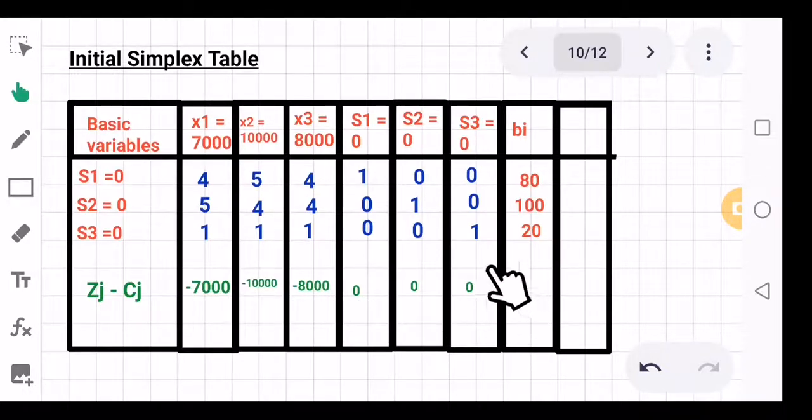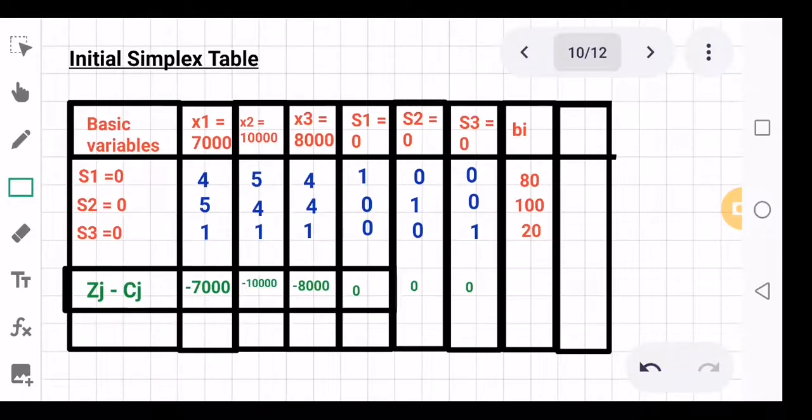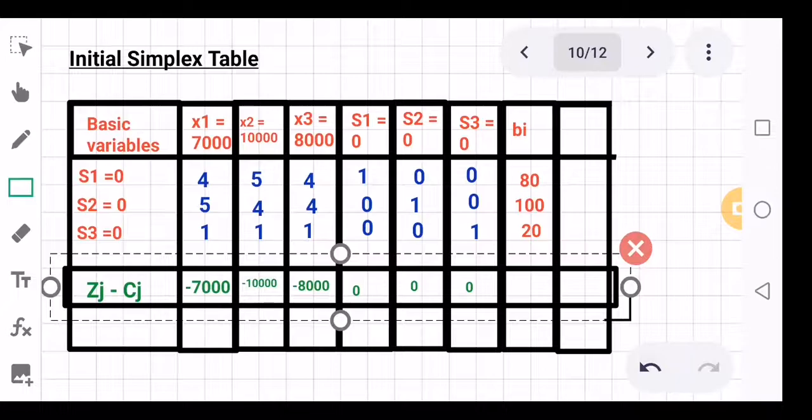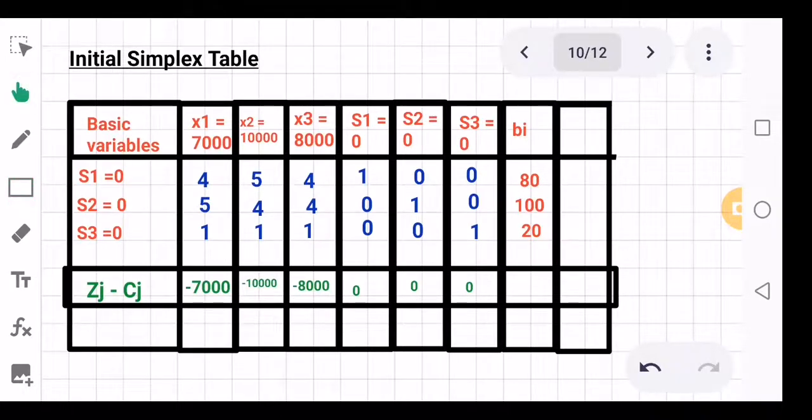So once you got all these values, now we have to see whether the solution is optimal or not. To know whether these solutions, 80, 100 and 20, are optimal, we need to see these zj minus cj values. This entire row has to be either equal to 0 or a positive number. It should not be a negative number. It should be either a positive number or 0.